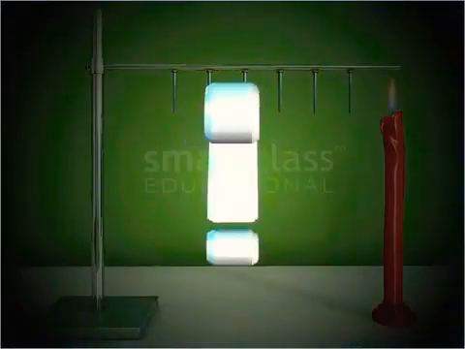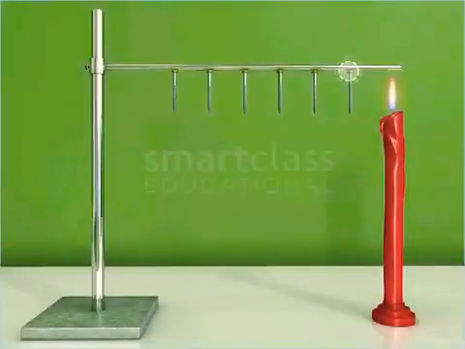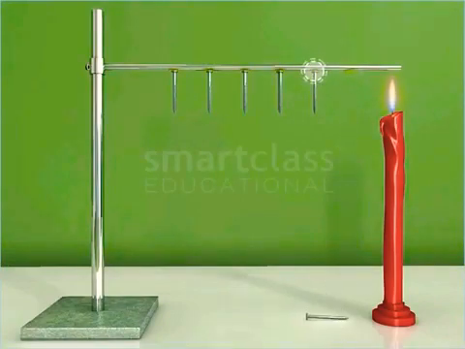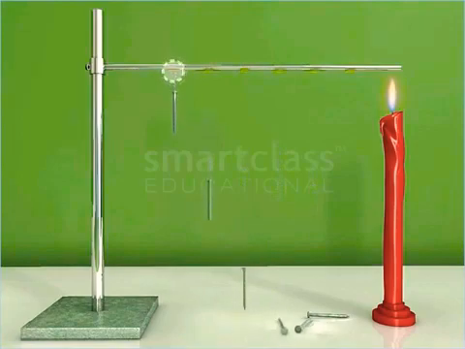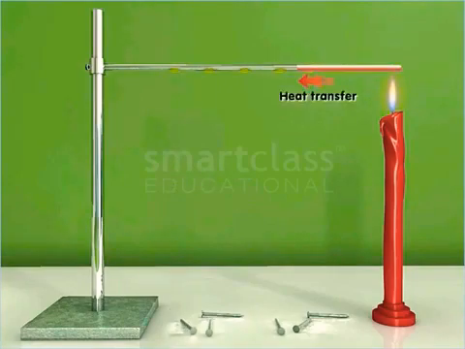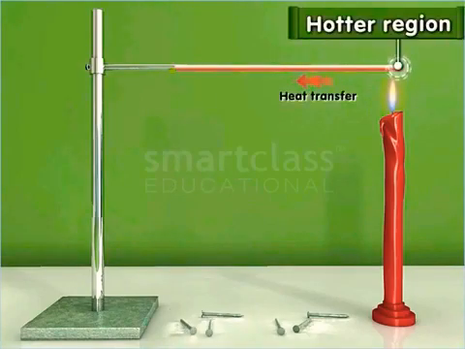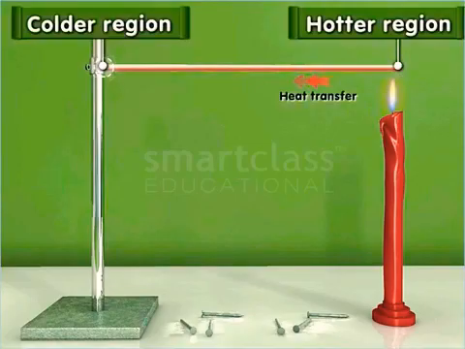What do you observe after a while? The nail closest to the candle will fall off the rod first, then the next nail, and so on. Thus, heat energy gets transferred from a hotter region to a colder region.